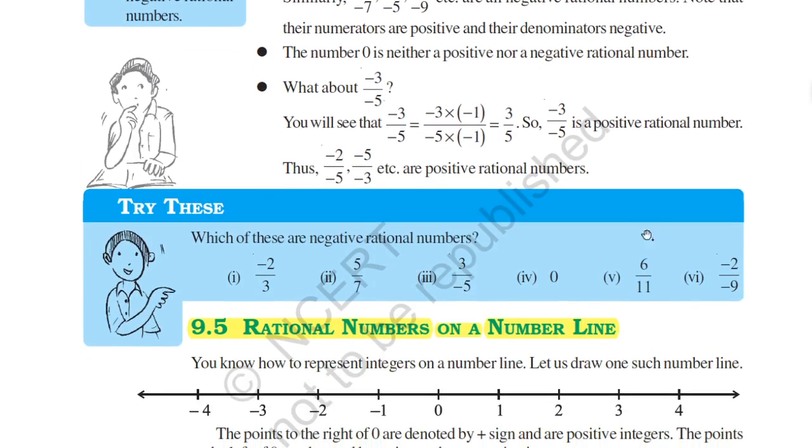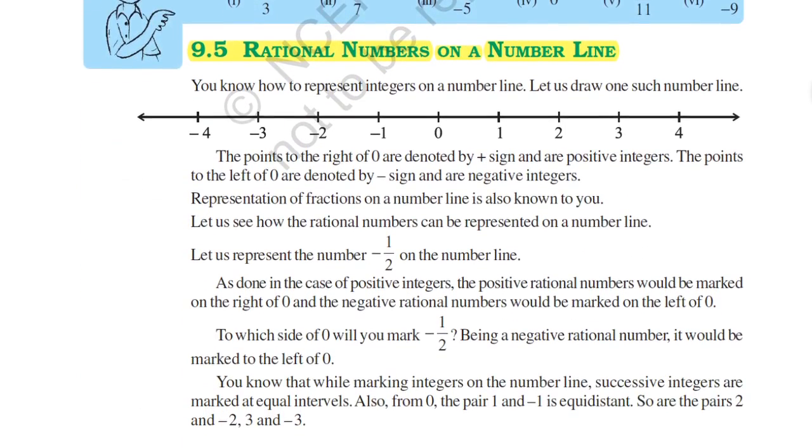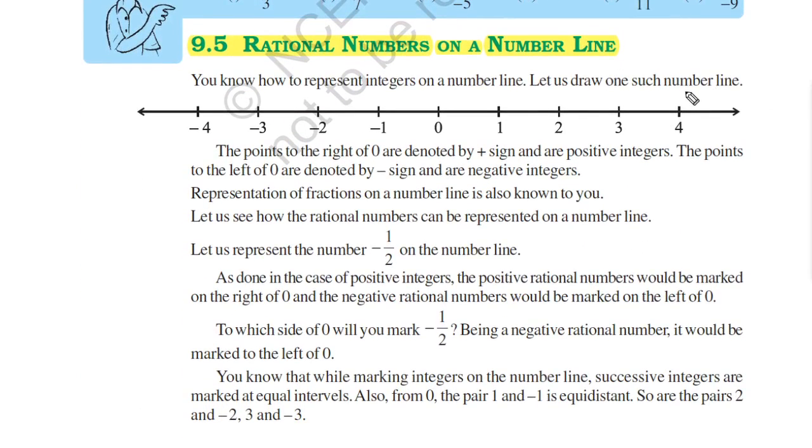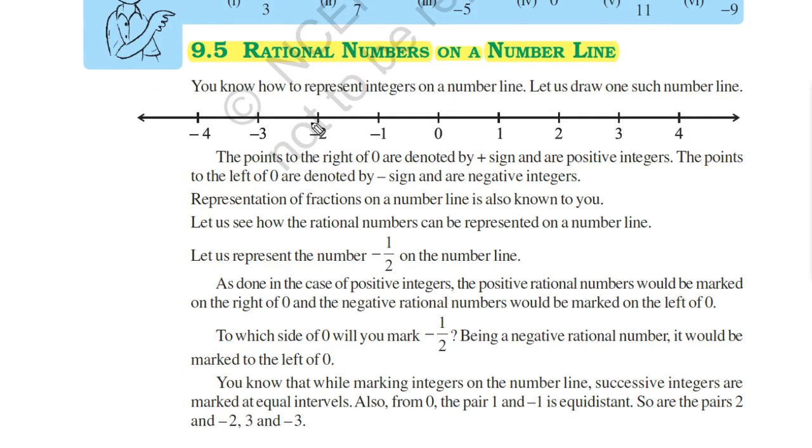Now we will move to rational numbers on a number line. You know how to put integers on a number line. Normally we draw a straight line. In the middle we write 0. Towards the right we write 1, 2, 3, 4 with equal spacing. That means each space must be equal in length. Then similarly towards the left we write minus 1, minus 2, minus 3 and minus 4, etc. So this is the way to represent integers on a number line.